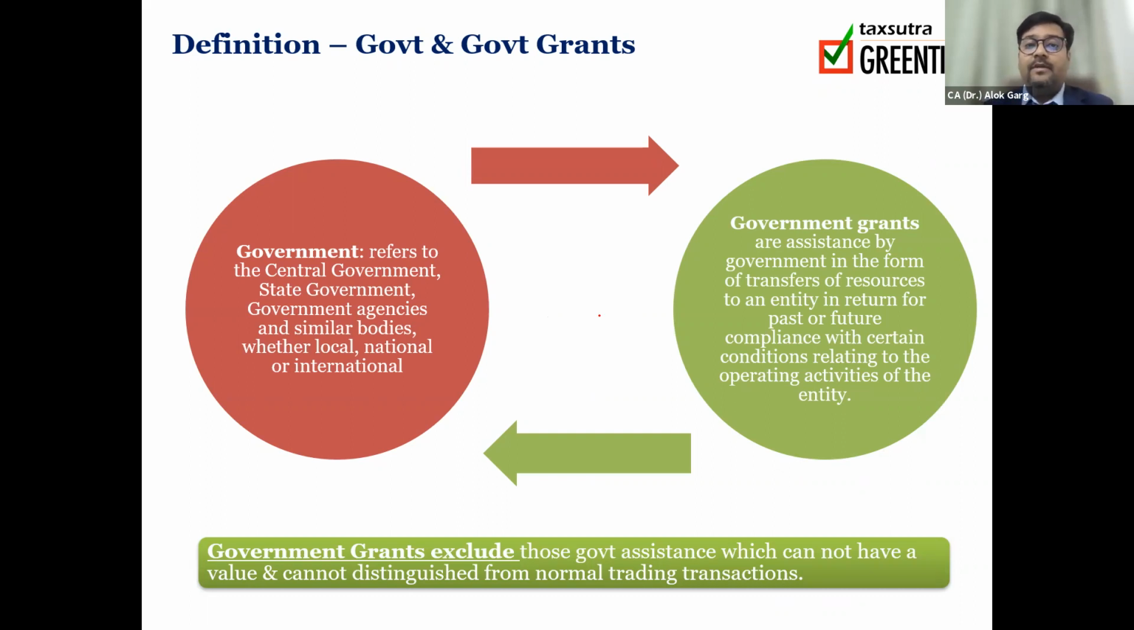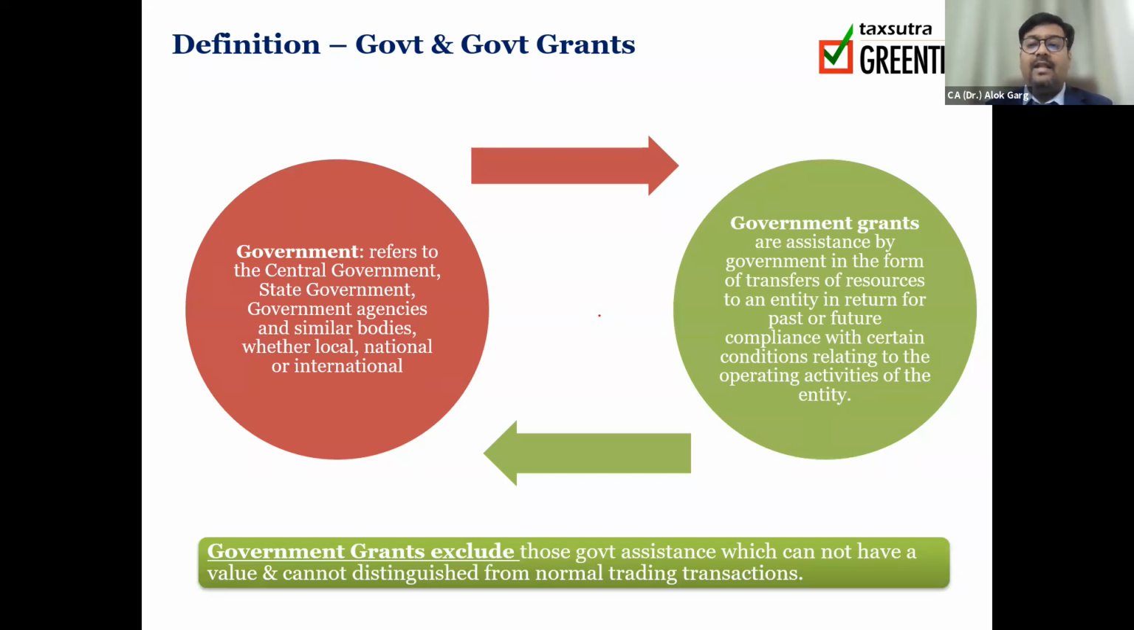Coming to the meaning of the government, government refers to the central government. When I say central government, Prime Minister of India, okay. When I say central government minister, President of India, central government. So the government which is sitting at central level, okay, ministries, central government, state government. When I say state government, government of Uttar Pradesh, government of Delhi, government of Karnataka, state government, government agencies and similar bodies like Municipal Corporation of Delhi, NDMC, North Delhi Municipal Corporation. Okay. So central government, state government, government agencies and similar bodies, whether local, national or international.